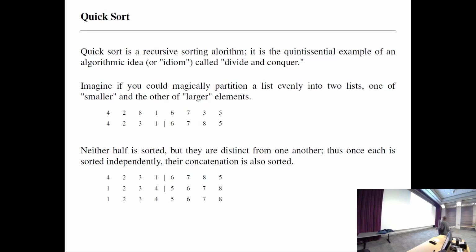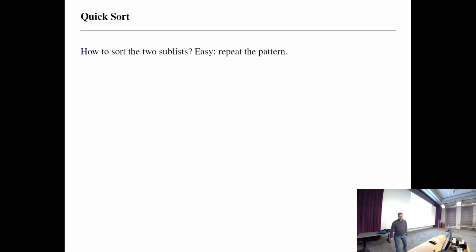So here's the thing I was just claiming. Here's the original list that's been partitioned. And then imagine that I could somehow sort this left half and sort this right half, and then I could just remove the bar and they're sorted. Okay? That's the general strategy. So how do I sort those two halves of the list? Well, this is easy. This is a recursive algorithm. So however I manage to sort the outer half, I'm going to sort the little halves.